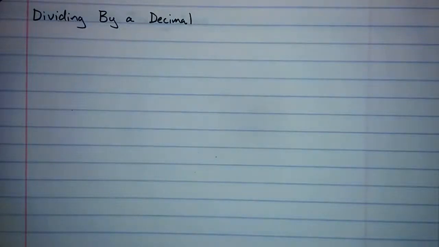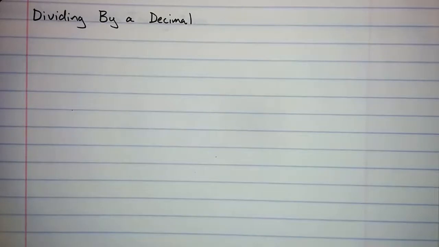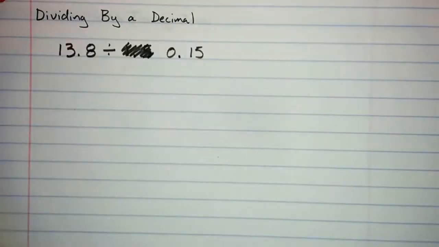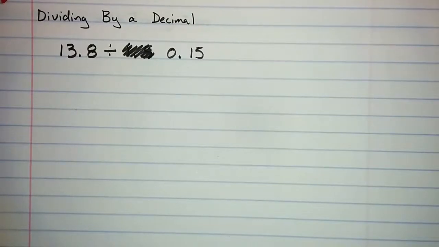So far, we've only talked about what happens when the dividend is a decimal. What if the divisor is a decimal? What if I wanted to divide, for example, 13.8 by 0.15? How should I do that? This seems like it's going to be awkward.